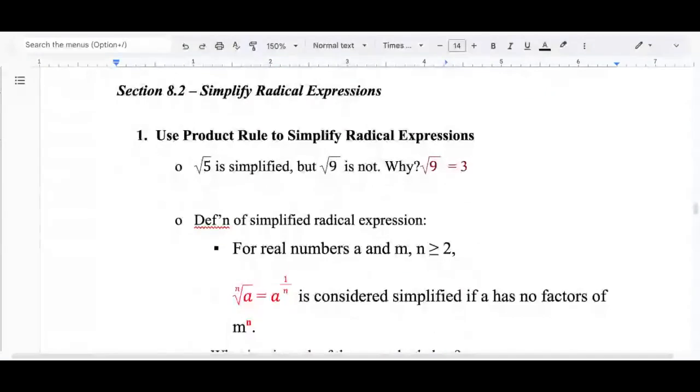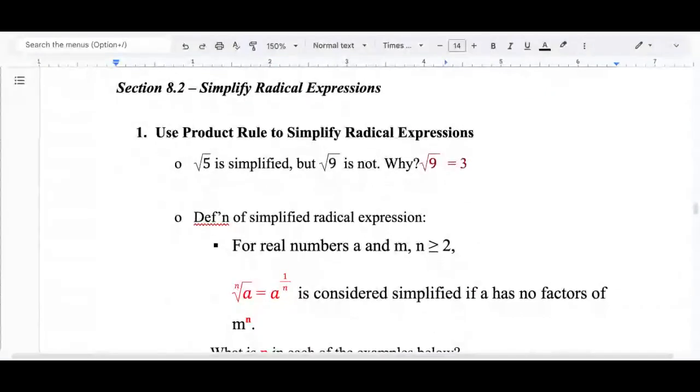Okay, let's see section 2. A lot of times we can simplify radical expressions. If we have radicals, we can add, we can subtract. If we have the same index, we can combine the radicals, we can multiply, we can divide. Let's see the square root of 5. Well, 5 is a prime number, so the square root of 5 is simplified already. But the square root of 9 is not, because the square root of 9 is 3.